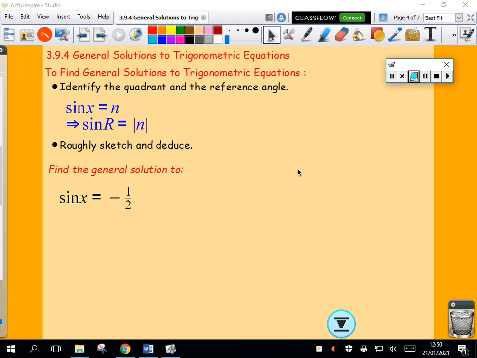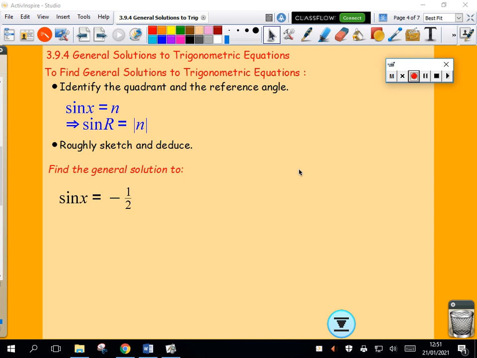Okay, in this class we're going to look at finding general solutions to trigonometric equations rather than particular solutions. So the plan is this: we're going to identify the quadrant and the reference angle. Remember, if sine of x is some number, then sine of the reference angle is the absolute value of that number. And we're going to roughly sketch the thing and deduce it. Now, general solutions will have infinitely many solutions.